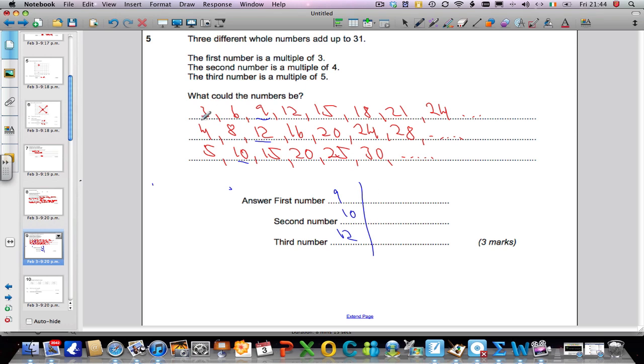You could also have 3, 8, and 20. 3 and 8 is 11, and 11 and 20 is also 31. And another one I found was 12, 4, and 15. 12 and 4 is 16, and 16 and 15 is also 31. So there's 3 different answers you could have had for that question. I'm pretty sure there's more.